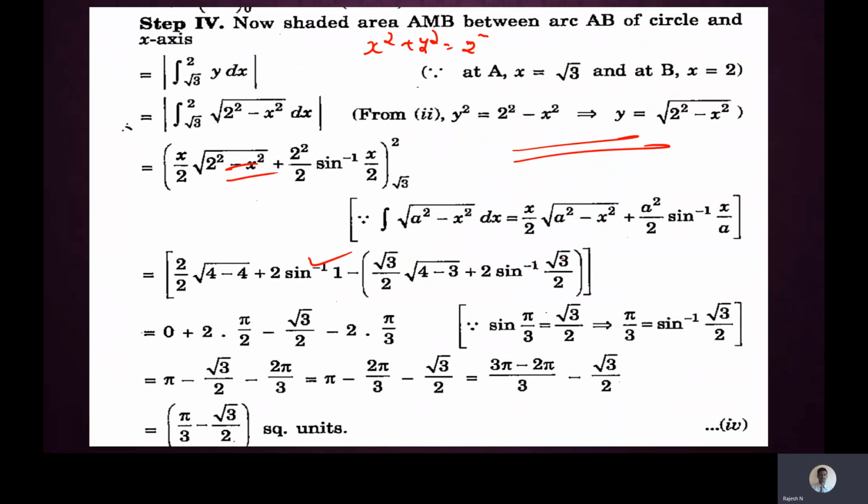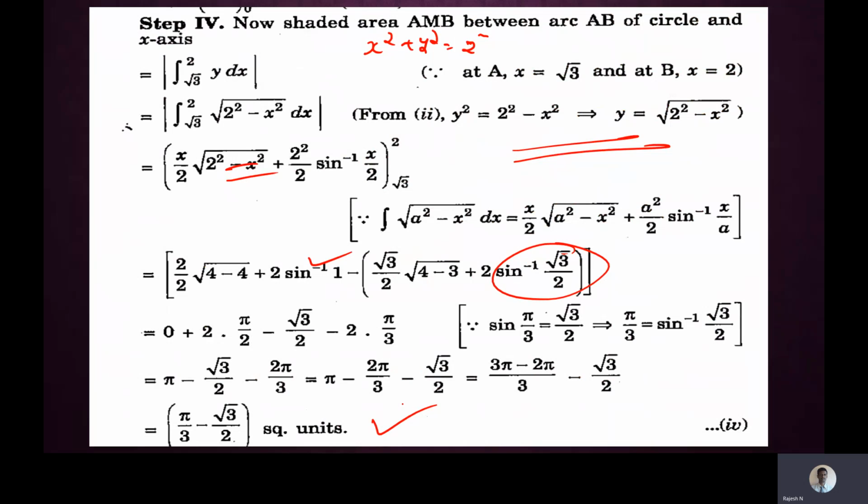Plus 2 into sine inverse of root 3 by 2. What is sine inverse of root 3 by 2? Sine pi by 3 is root 3 by 2, so sine inverse of root 3 by 2 is pi by 3. So the answer is 2 pi by 2 minus root 3 by 2 minus 2 pi by 3, which is pi by 3 minus root 3 by 2. This is only the second portion.